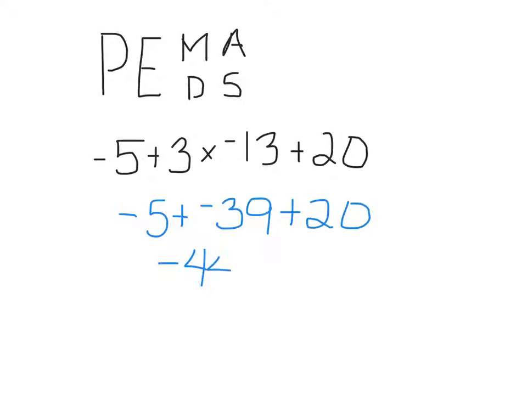-44 plus 20. And now we add -44 plus 20. That equals -24. So we just went from left to right using our order of operations as we went along.